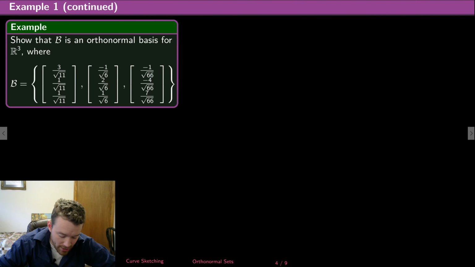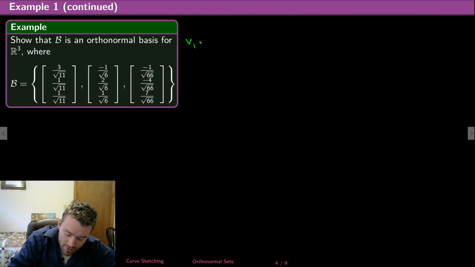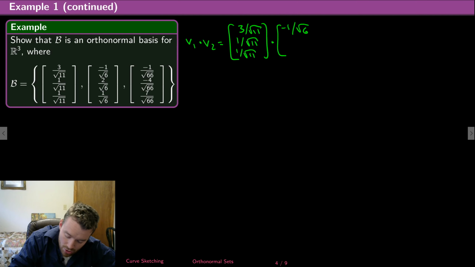So the next thing that I want to check is whether or not the vectors are orthogonal to each other. For each of these, I'm going to take a dot product of v1.v2, v2.v3, and v1.v3. Now remember, v1.v2 is the same thing as v2.v1, so I actually only need to check 3 pairs instead of 6. So, for example, v1.v2 is going to be 3 over root 11, 1 over root 11, 1 over root 11, dotted with negative 1 over root 6, 2 over root 6, 1 over root 6.